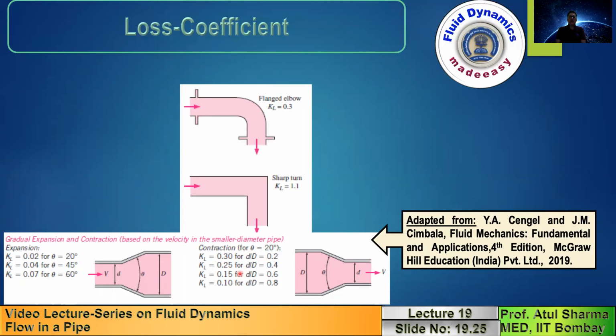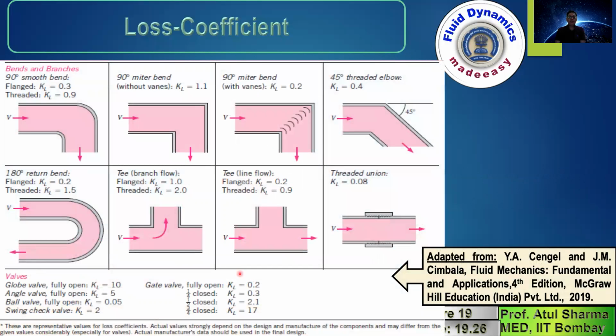So we use this loss coefficient corresponding to a particular situation which has been reported in the literature, and then calculate the minor loss and add it to the major loss corresponding to the head loss for flow in a pipe to obtain the total head loss, which makes us decide the capacity of the pump for a particular application.